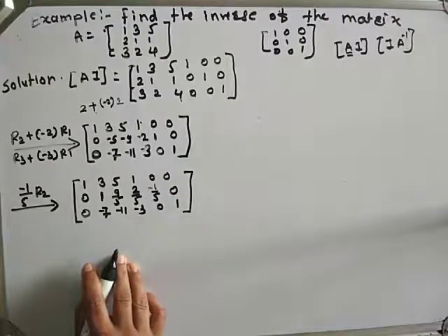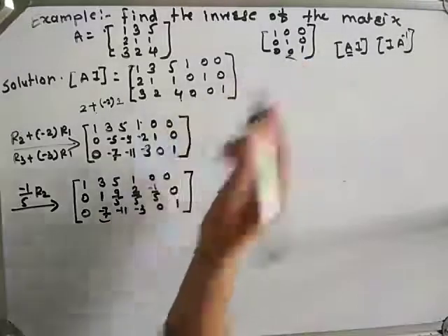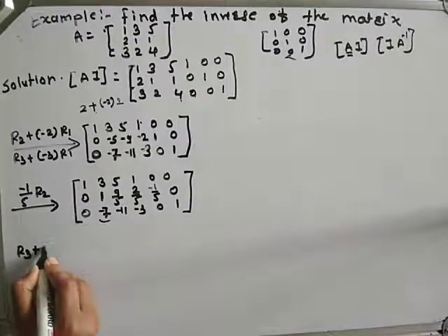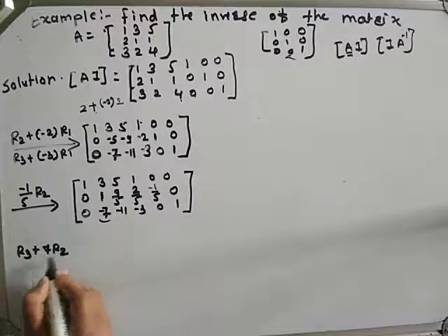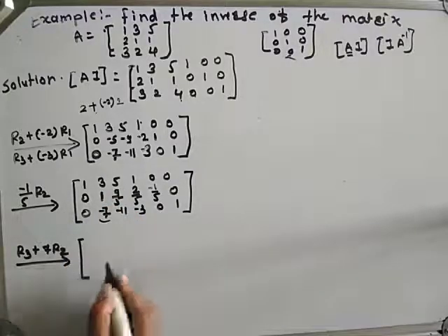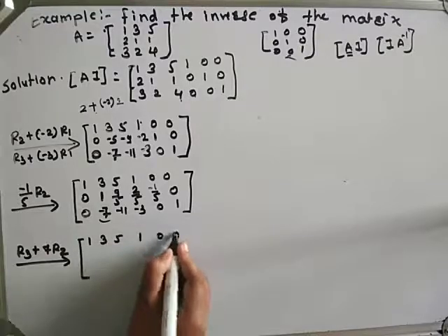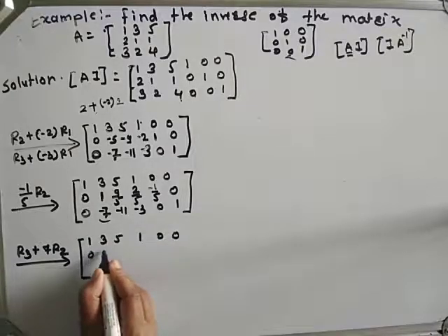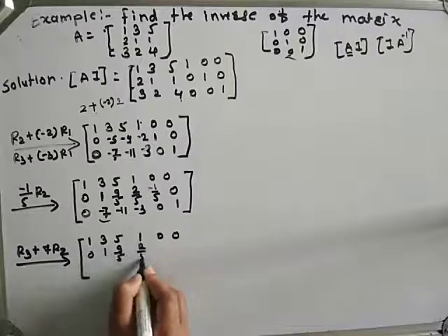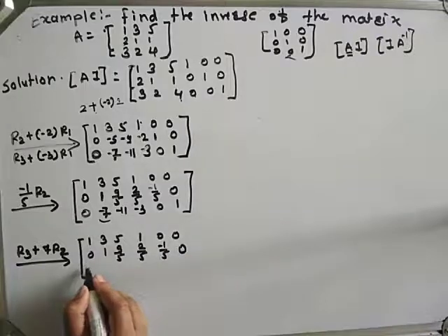Okay. Here we require 0. For this we perform the row operation R3 plus 7 R2. The first row is as it is: 1, 3, 5, 1, 0, 0. The second row is 0, 1, 9 by 5, 2 by 5, minus 1 by 5, 0.